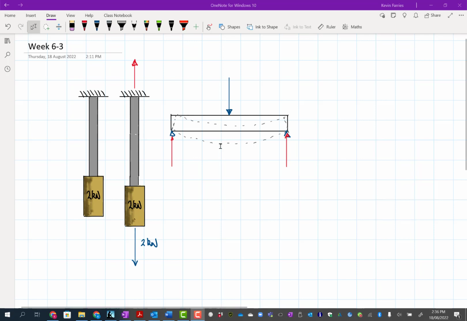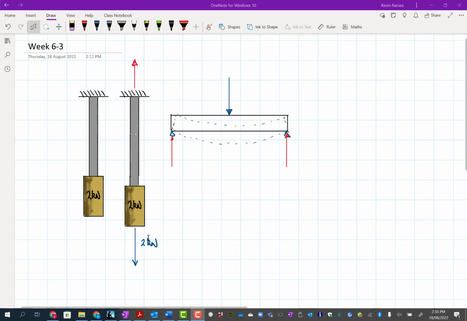So let's have a look at this idea of internal forces and how they help forces get from one place to another. So let's have a look at this example first. So we've got something here, it's a fixed ceiling or something like that. You've got a 2 kilonewton weight on there, so it's got a weight of 2 kilonewtons, so it's got a mass of about 200 kilograms, something like that.